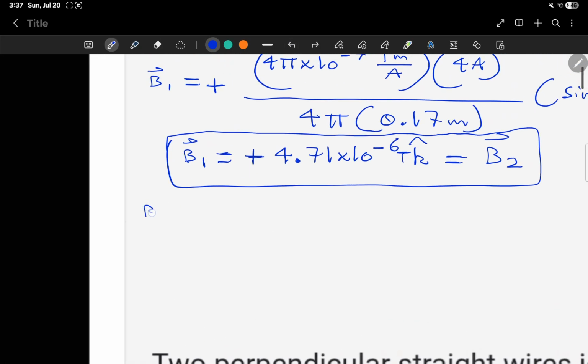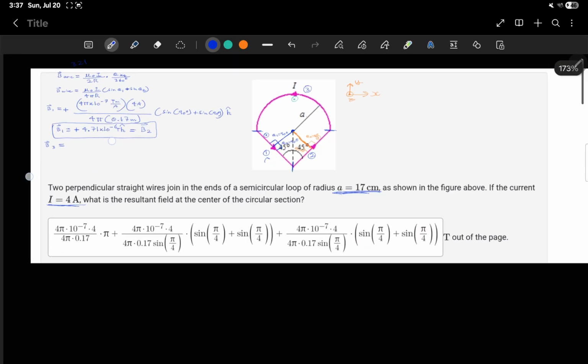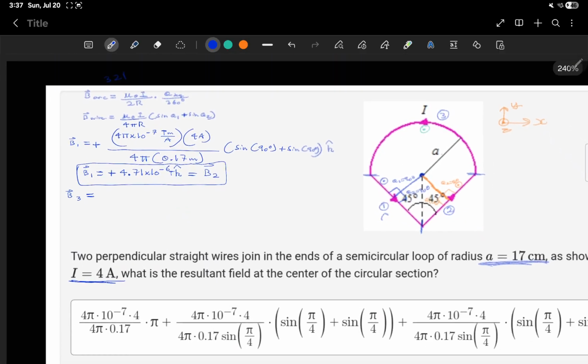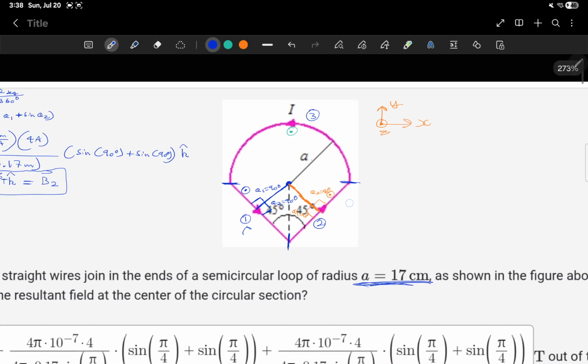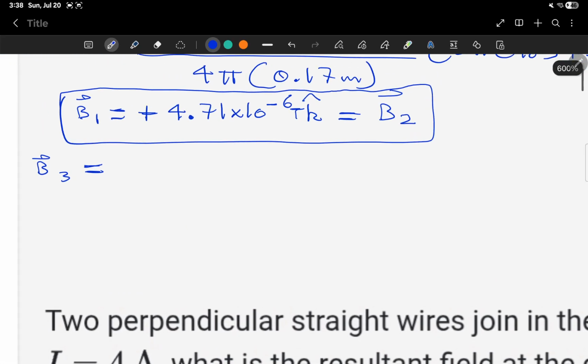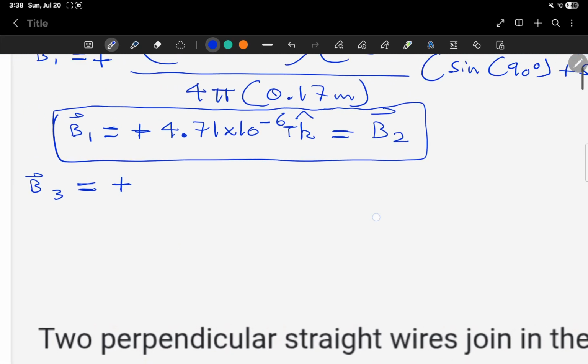I'll write it down here. So this is the third, I believe, segment, is that right? Yeah. And we know that the magnetic field is pointing out of the page towards us, or towards the sky. So that's positive.